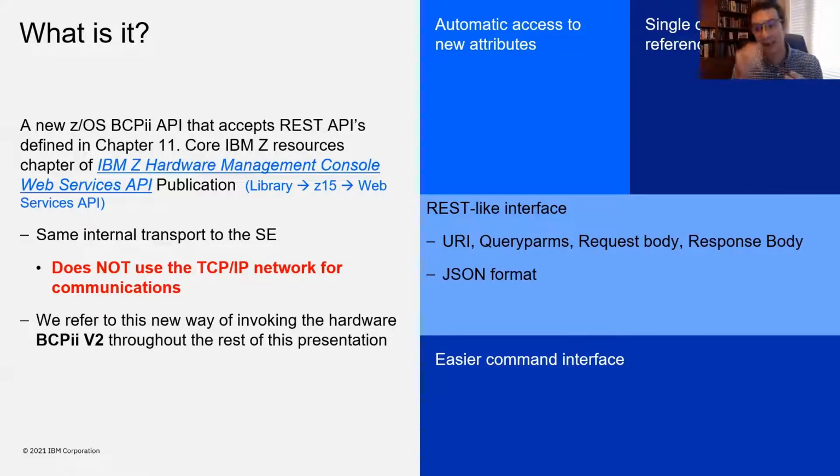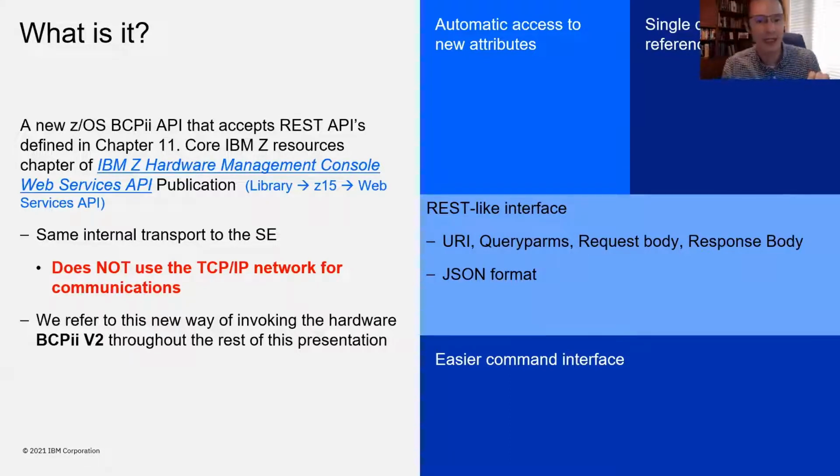Another one is that now there's a single documentation reference for attributes. What is going to happen with this particular service is that BCPii documentation is not going to document individual attributes about the hardware anymore. So if we're talking about total defined storage for a particular CPC, that's a new attribute. You're not going to find how to invoke it in the BCPii documentation. You're going to go to the HMC Web Services API publication to find out how you do that. So again, there's a single documentation reference for attributes.